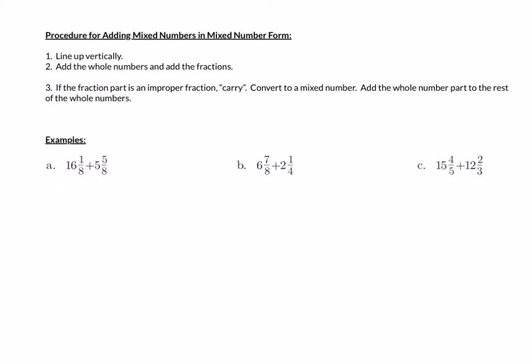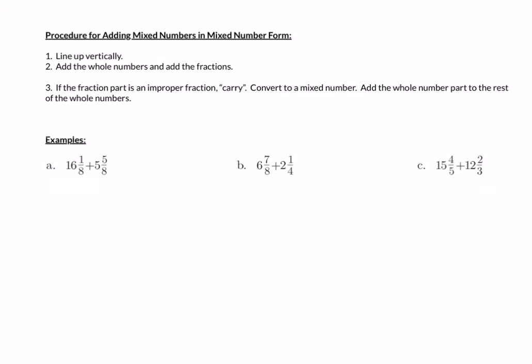Now remember that with multiplying and dividing mixed numbers, we always had to convert to improper fractions first. For adding and subtracting, that is not the case. And so in this presentation, we're going to talk about adding and subtracting by leaving them in mixed number form. So the easiest way to do this is to line up vertically. We're going to add the whole numbers and then add the fractions.